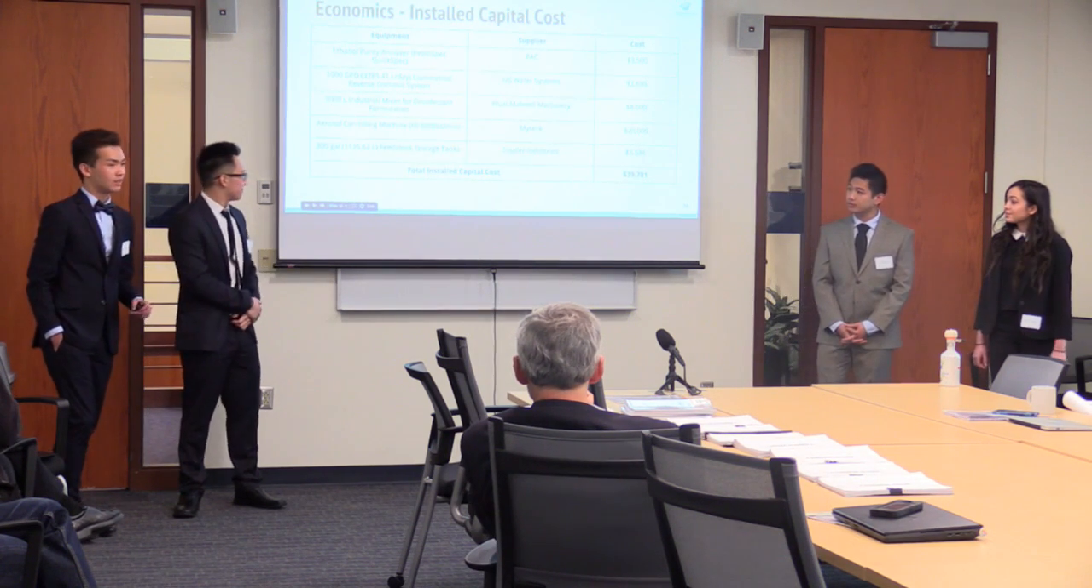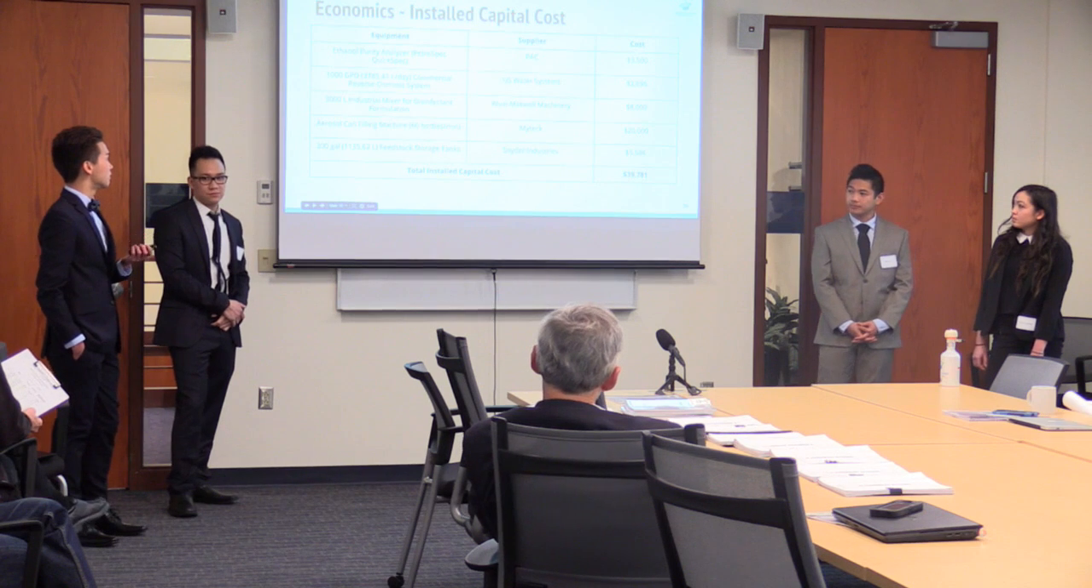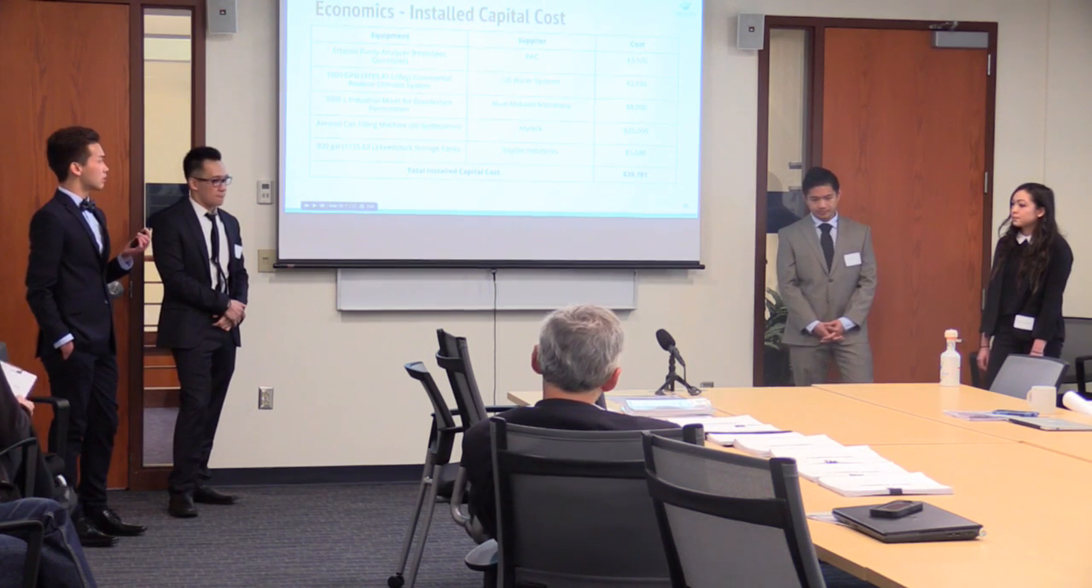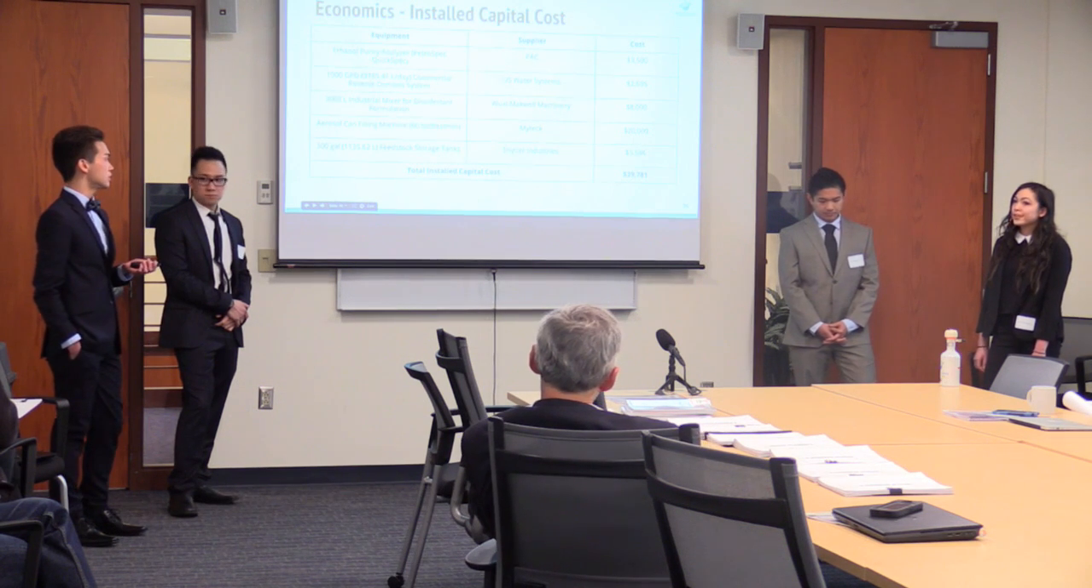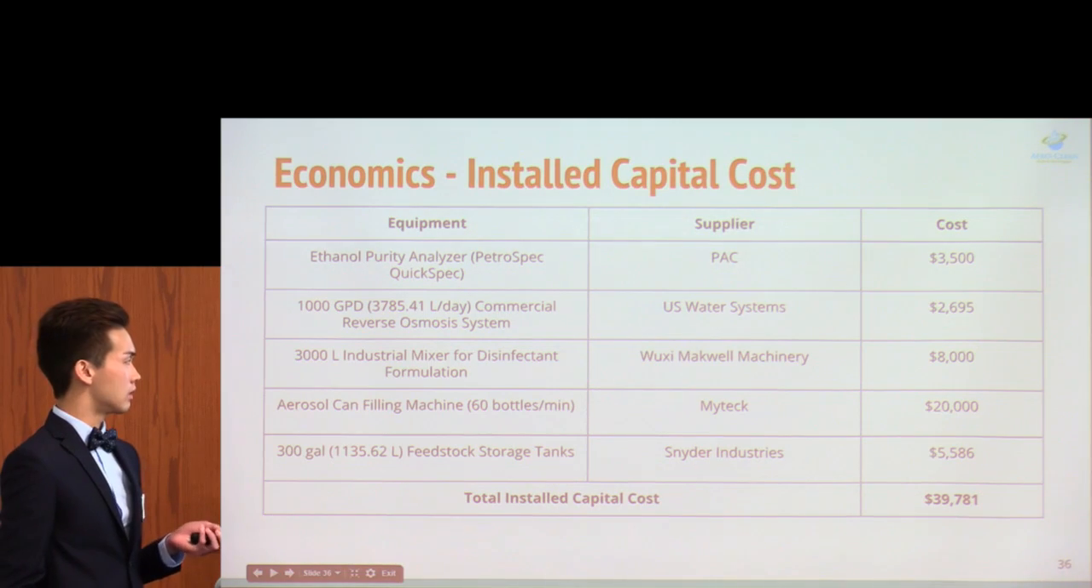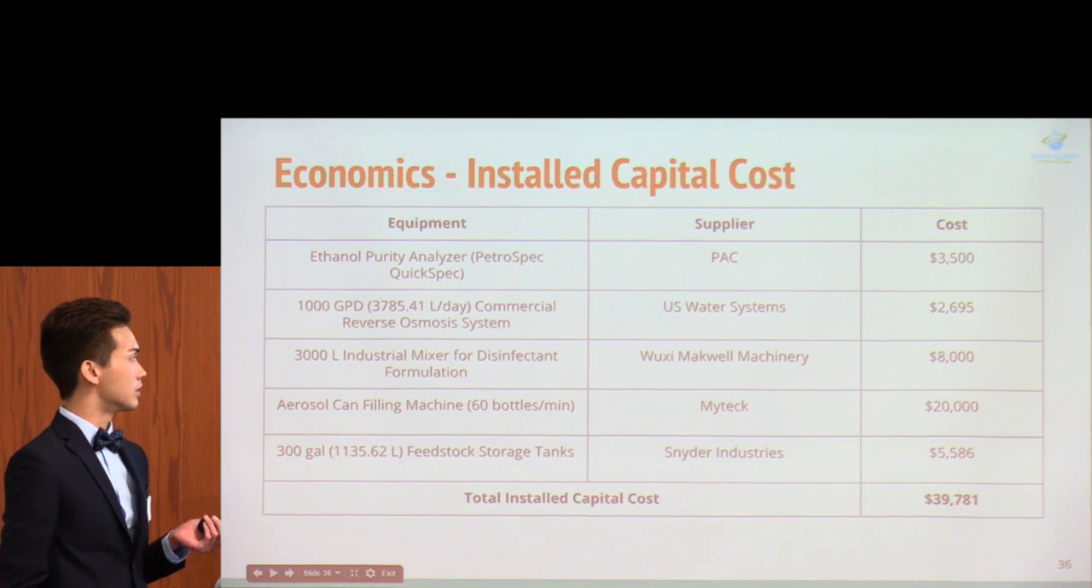So a little bit about our economics. This is the list of the main equipment that we're purchasing. The costs initially are relatively low, with the most expensive thing being the aerosol can filling machine. But we also have to focus on the maintenance of this equipment as we go on.